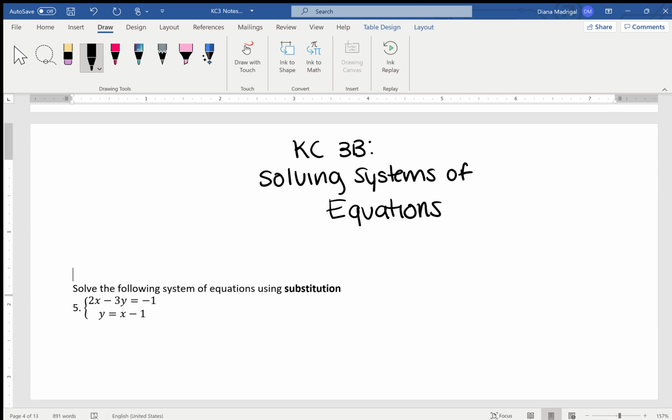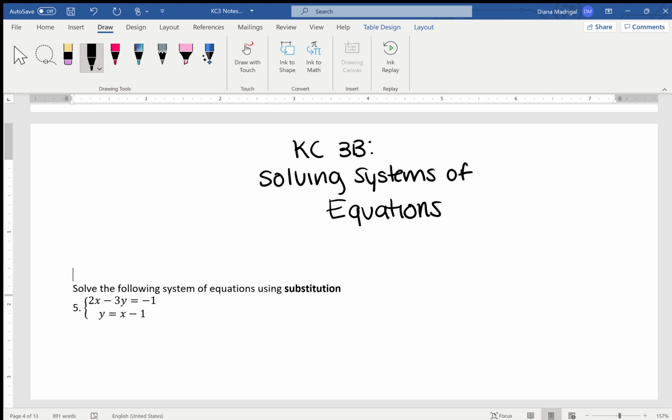We are now moving to solving systems of equations. So we learned in KC2 how to solve equations. Now we are going to be able to solve for both equations. So we're not just solving for one, we're solving for both. So we're solving for the systems of equations. And there's two ways to do this. There's substitution and elimination. So what we're going to be learning today is about substitution.